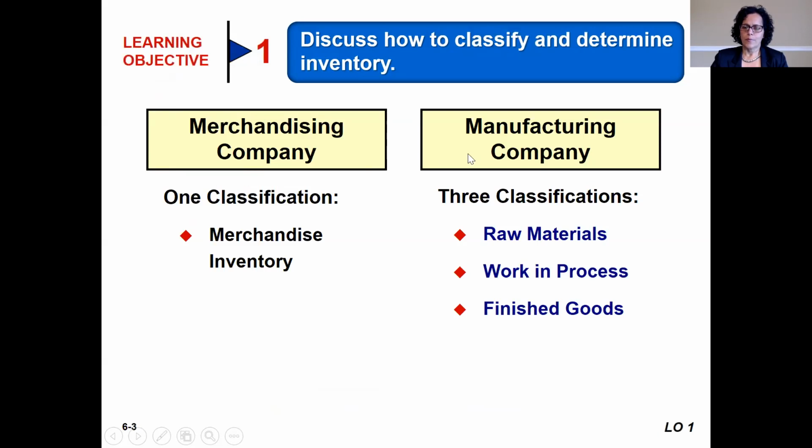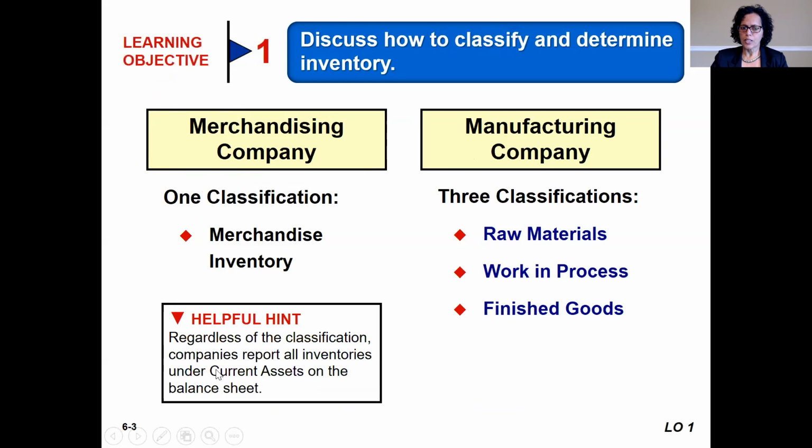For both of these types of businesses, where are we going to report the inventory? It's always listed in the balance sheet under current assets. Recall the definition of a current asset. Current assets are those assets we expect to convert into cash or use up within the next 1 year or the operating cycle, whichever is longer. I certainly hope to sell my inventory within the next 1 year. Therefore, it's going to be classified as a current asset.